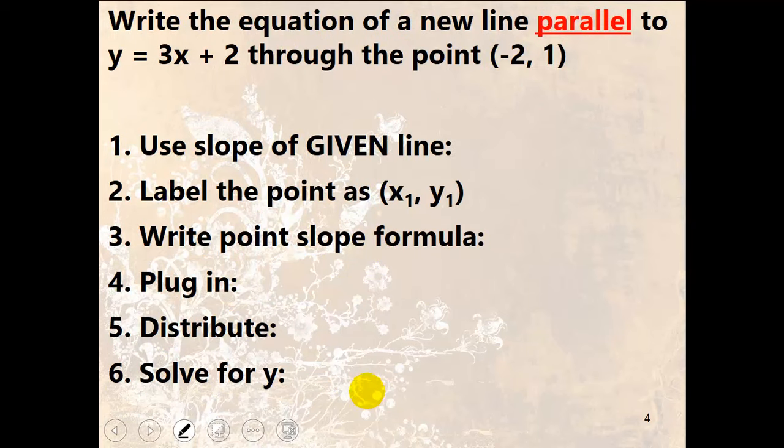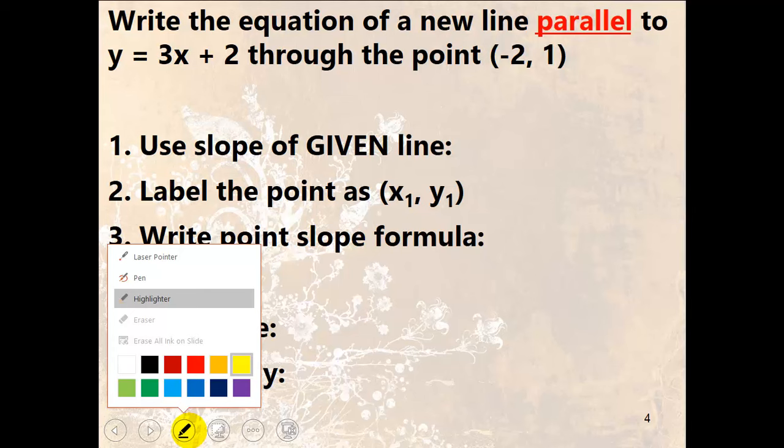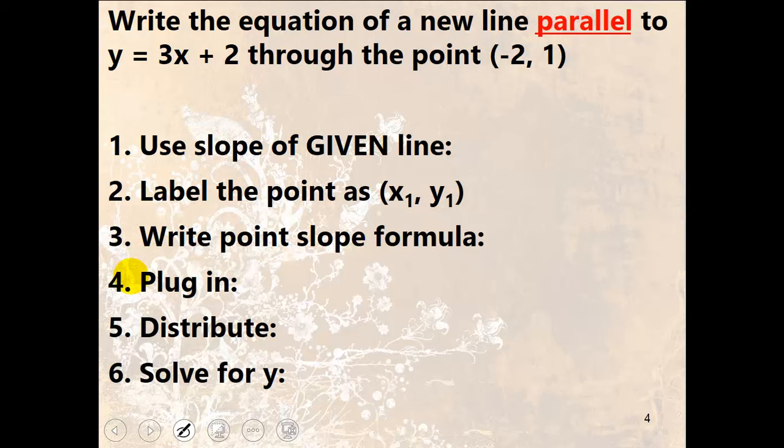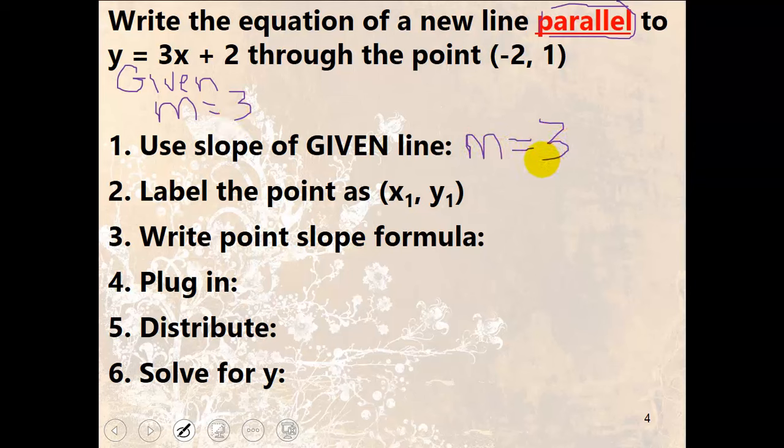So let's go ahead and try a couple. Let's do this one together. Write an equation of a new line parallel to the line y equals 3x plus 2. This is my given line. And through the point negative 2, 1. So here my slope is 3. So I'm going to use it to write my new line. I have to use the same slope because they're parallel.